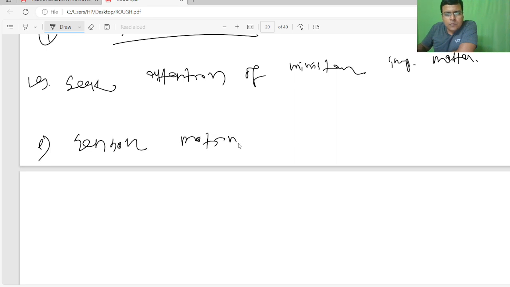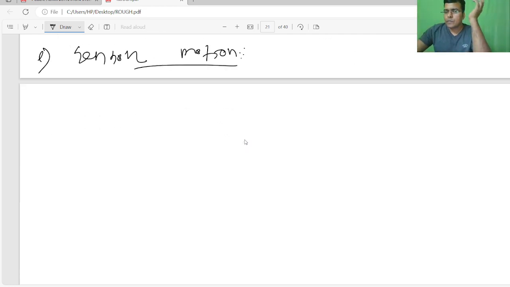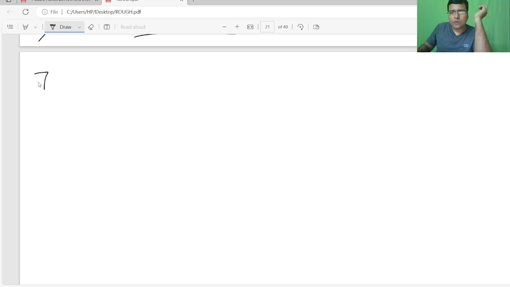Censure motion. It can be initiated against a minister or a whole government. This is to make the administration, to make the minister accountable for his conduct. Just as there is a censor board that censors movies, in a censure motion Parliament censures the ministers and the government. This is all about motions.